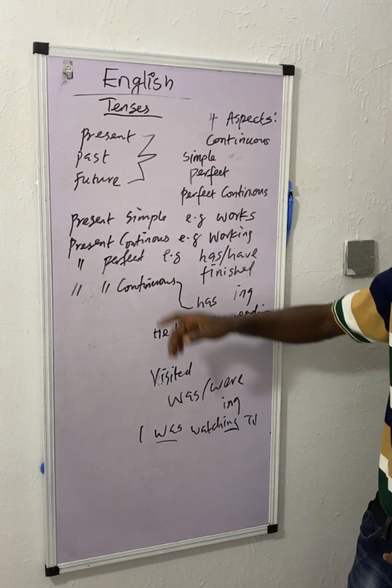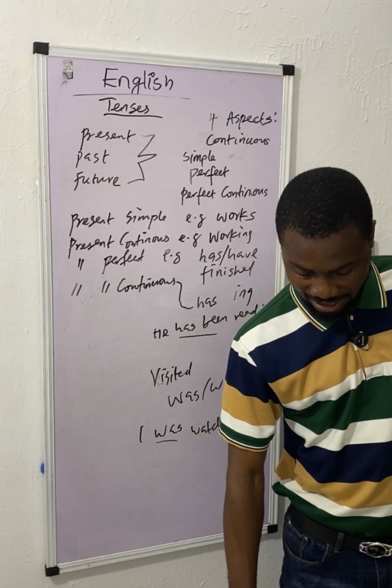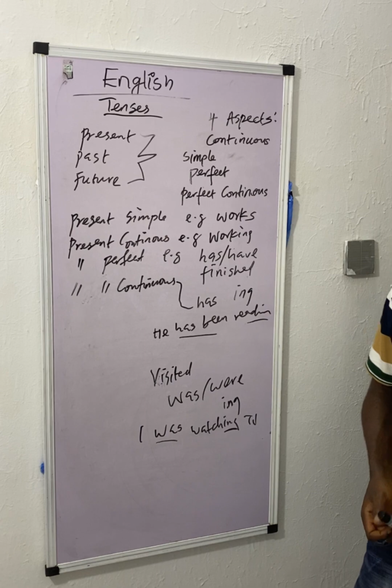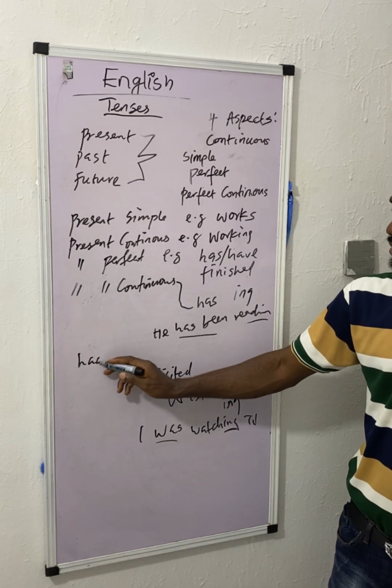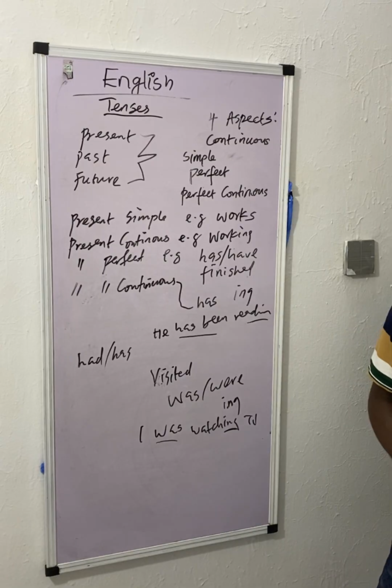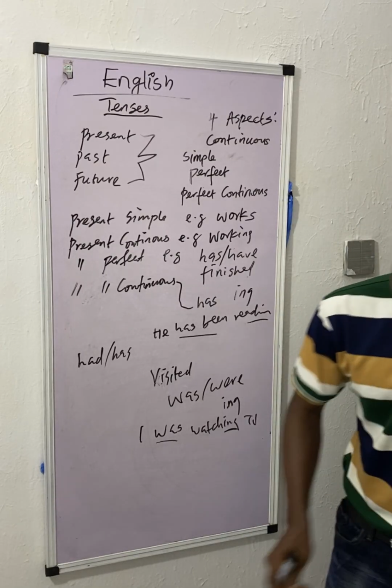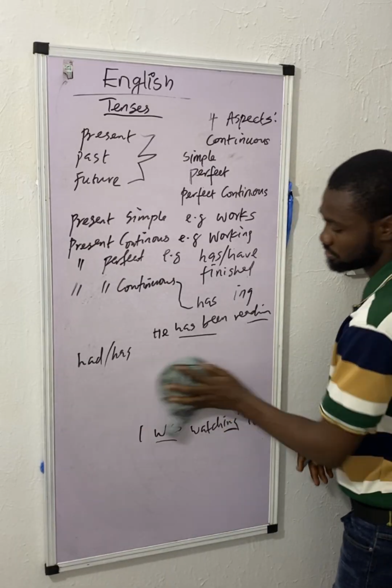Then which other one are we looking at? We are looking at past perfect, the one you have had. Had plus a past participle. You add a past participle to it. For example, you can say she had left before I arrived.